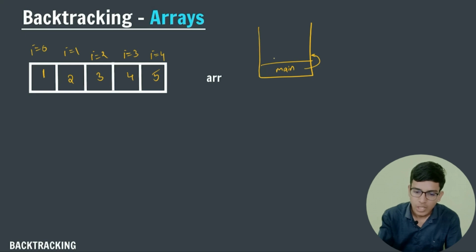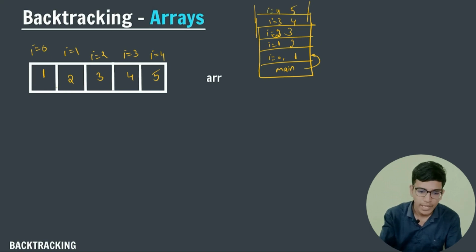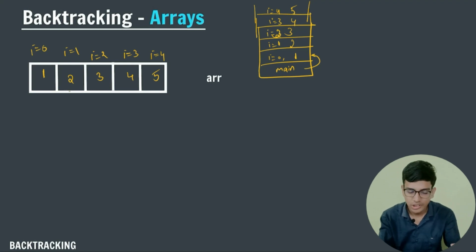As I call my function, at i equals 0, I will place 1 in my array. After that, when i equals 1, I need to place a 2 at my second index. When i equals 2, I need to put 3. After that, when i equals 3, I need to place 4. After that, when i equals 4, I need to place 5 here, right? So my array will initially look like this.